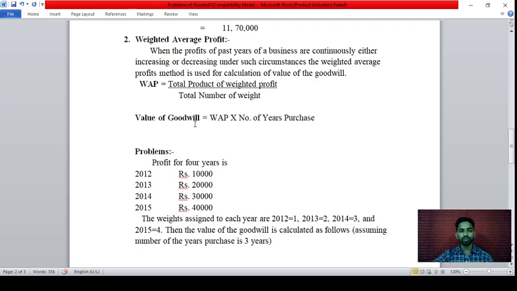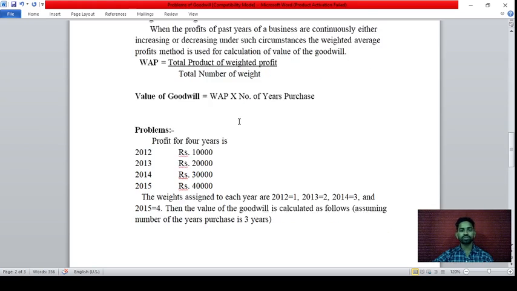The valuation of goodwill is equal to weighted average profit multiplied by number of years purchase. First of all, we should know the calculation of the weighted average profit. How to calculate it? Total of the products of weights and profits, divided by total number of weights, gives the weighted average profit. Then you have to multiply by the number of years of purchase.